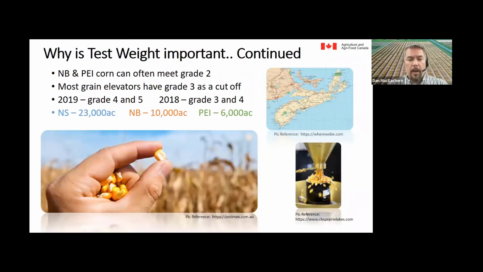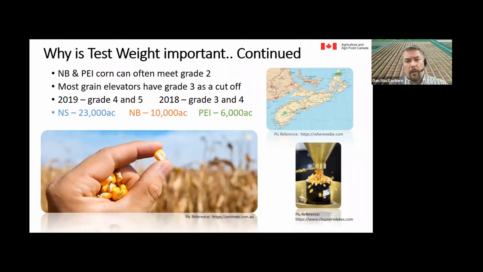So here in Atlantic Canada, we often have a hard time meeting even grade 2 corn. And most grain elevators have a cutoff of grade 3, meaning they won't purchase anything below a grade 3. And that leaves a pretty narrow window. Either you have to have a 1, 2, or 3 in order to get rid of your product. Well, in 2019, in Atlantic Canada, you were lucky to find grade 4 or 5 corn. In 2018, it was hard to find grade 3 or 4.